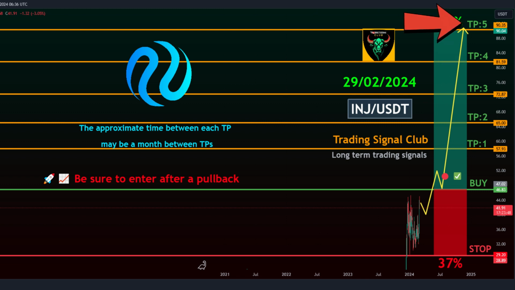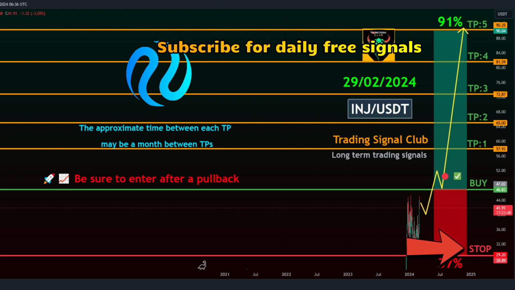Target 5, 90.35. Stop loss. Stop level, 29.20. Remember to move your stop loss to your entry or previous take profit after reaching any take profit level. This helps protect your profits and limit losses if the market turns unfavorable.